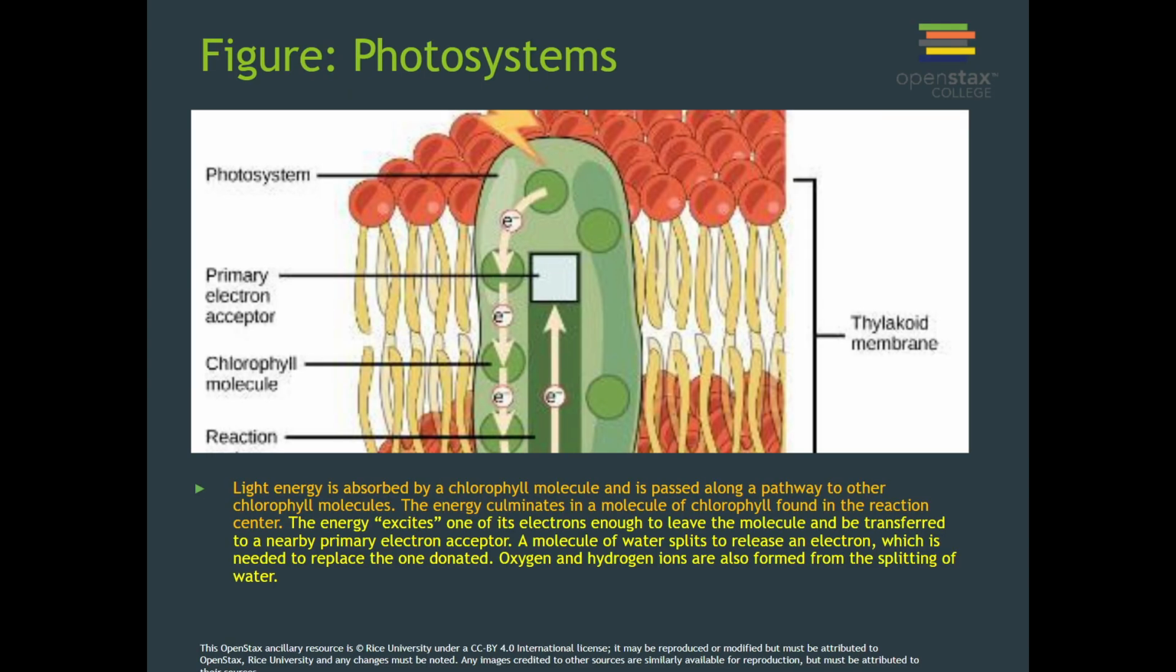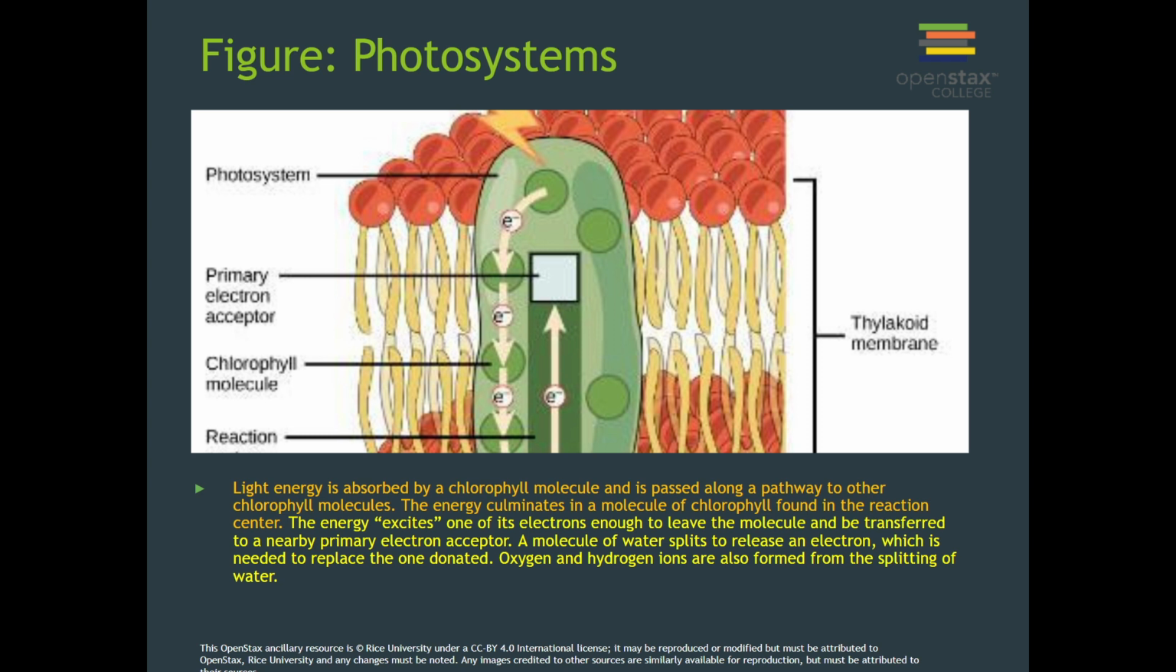So the light energy that is absorbed by a chlorophyll molecule and is passed along a pathway to other chlorophyll molecules does so in the thylakoid membrane using photosystems and electron transport chains. And that energy culminates in a molecule of chlorophyll that gets excited enough to push these electrons into the reaction center. And that energy excites one of its electrons enough to leave the molecule and be transferred to a primary electron acceptor. And that's one of the processes responsible for splitting a water molecule.